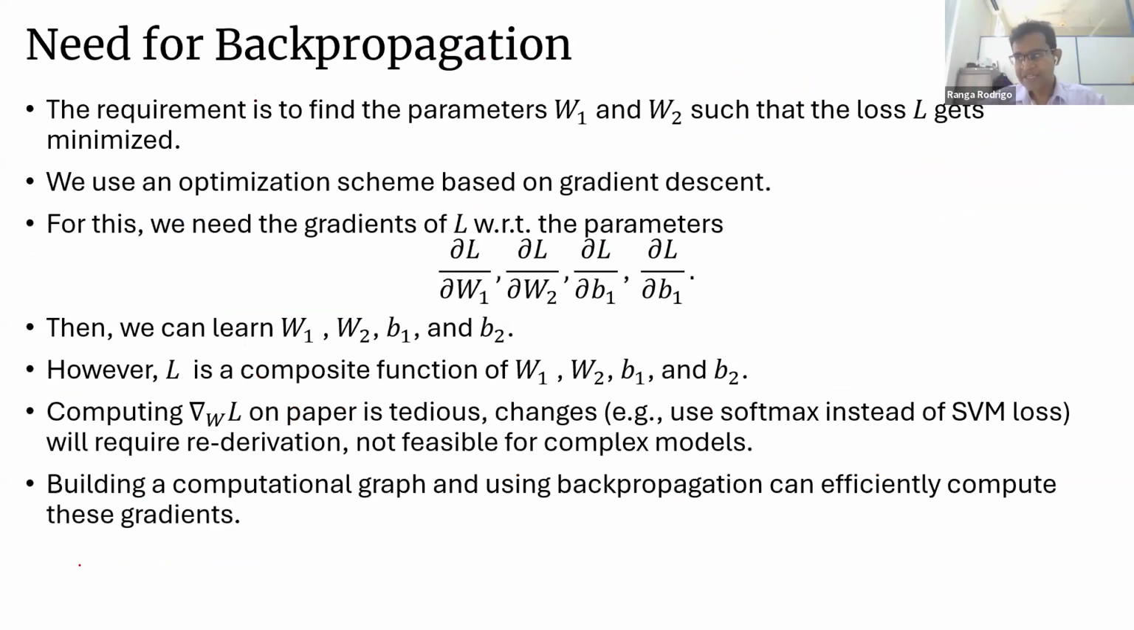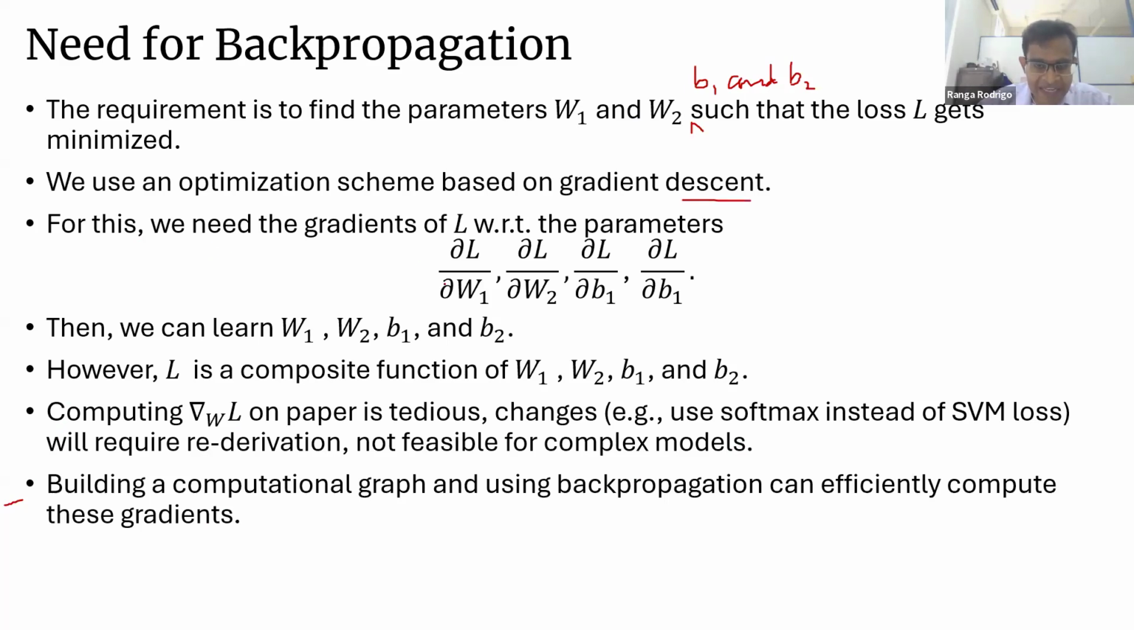So, the need for backpropagation. As usual, if you have any question, do not hesitate to ask me. I'll be very happy, actually delighted, to answer. Then the requirement is to find parameters W1 and W2 such that the loss gets minimized. We can use an optimization scheme based on gradient descent. For this, there's a little bit that I have to add here: W1, W2, B1 and B2 also.